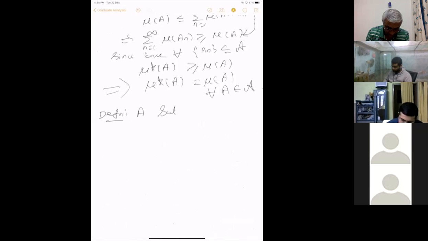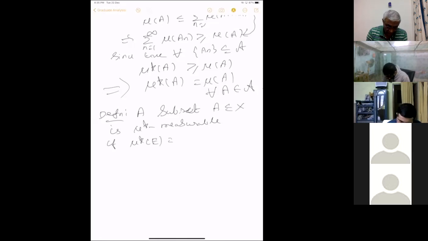Okay. A subset A contained in X is mu star measurable. It's just a definition. A subset A is measurable if, for any other set E, mu star of E is equal to mu star of A intersection E plus mu star of A complement intersection E. You should remember that we are taking the complement with A. A satisfies that property.